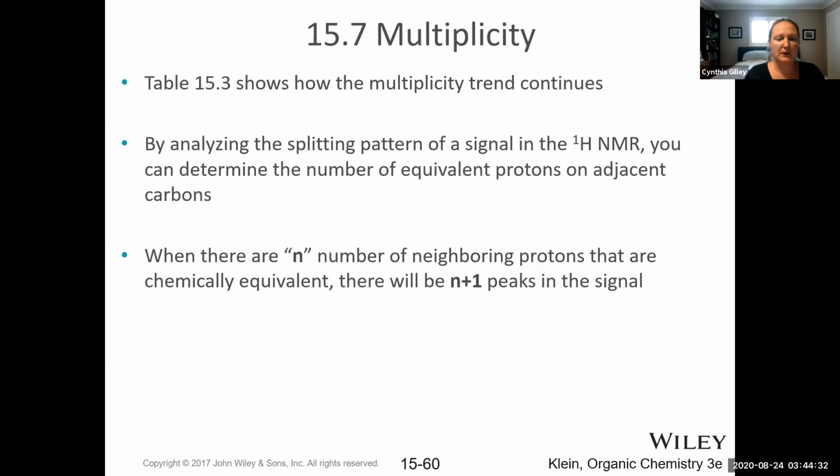So just remember that if you see a triplet, right, that means that there were two neighbors. So it's one less neighbor producing the signal. So if you see a doublet, there's one neighbor, right? If you see a singlet, there are 0 proton neighbors, etc.